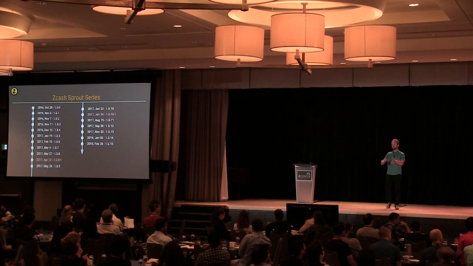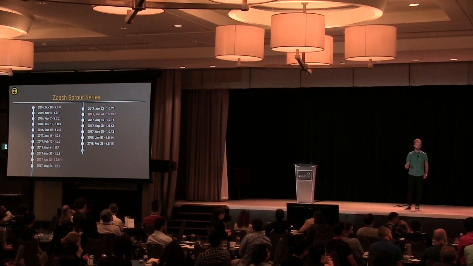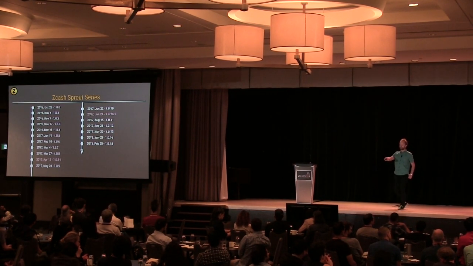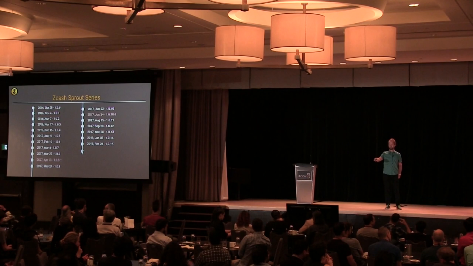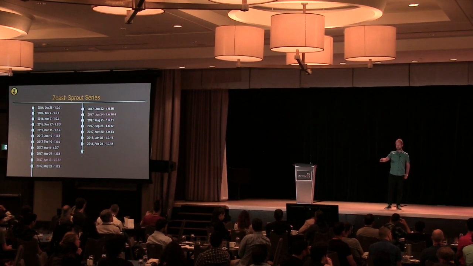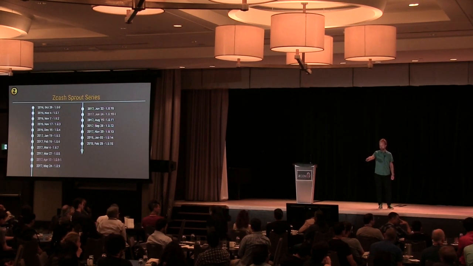Now, here's a bunch of dates with a bunch of releases. All of the 1.0 releases are implementing the Sprout protocol. This is over a time span of a little less than a year and a half, and there's I think 17 releases here. Our engineering team was very busy making rapid small changes to adjust what we had deployed and make sure it was safe.